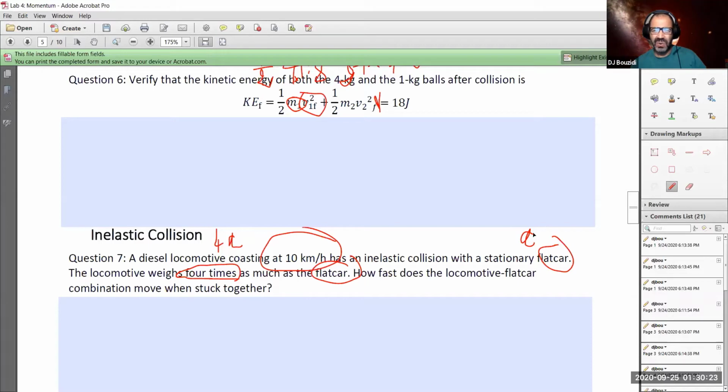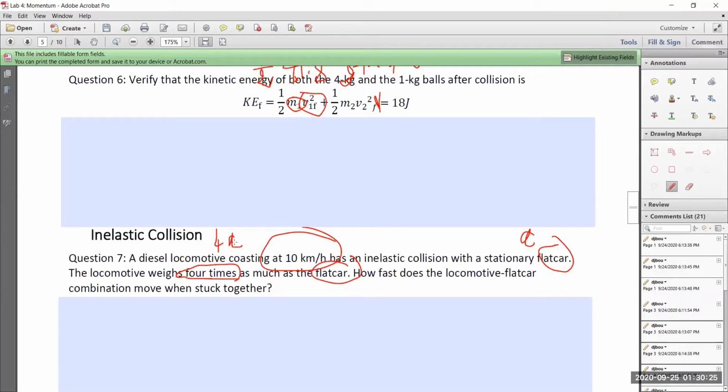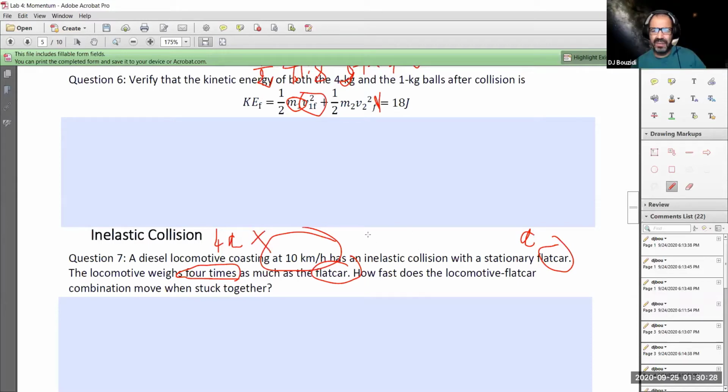Okay, so this one initially has 4A times 10, which must be equal to, when it's an inelastic collision, they fuse. The two masses become together. How much mass do I have now when I add the two, the locomotive plus the car? How much total mass do I have now?